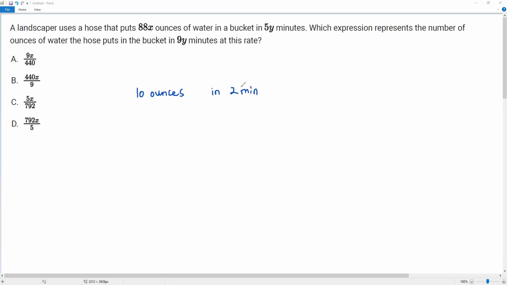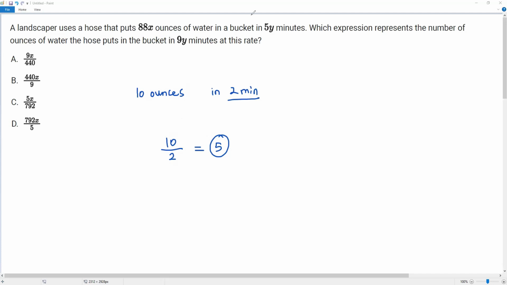Then how many ounces of water does the hose put in the bucket in just 1 minute? For that, we have to divide the number of ounces of water by the time taken, 2. When I do so, I'm getting 5. That is, the hose puts 5 ounces of water in 1 minute. So to find the number of ounces of water the hose puts in the bucket in 1 minute, we have to divide the amount of water in ounces by the time taken.